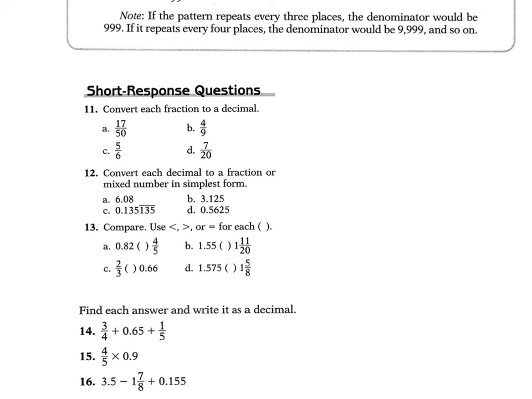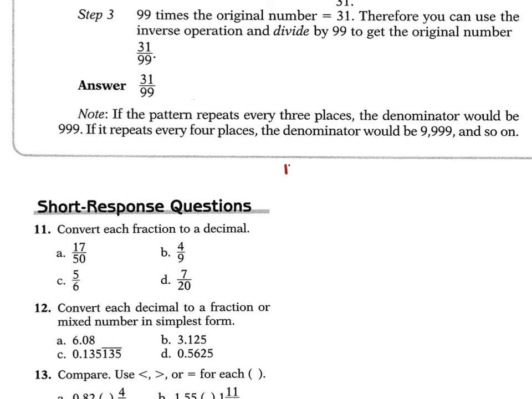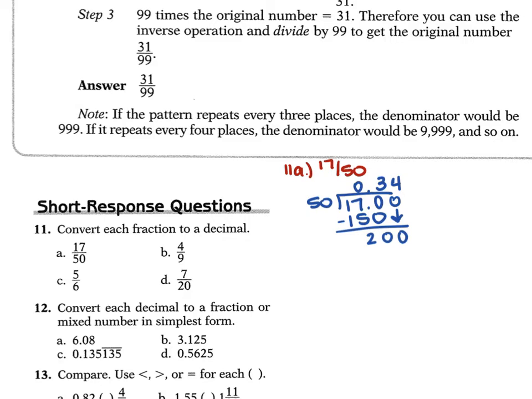So for A, we have 17 over 50. So we're going to do 17 divided by 50. The 50 is going to go on the outside. The 17 goes on the inside. 50 does not go into 17, so we're going to automatically put the decimal with the additional 0. So 50 goes into 170 3 times, with 3 times 5 is 15 with the 0. Subtract these, we are left with 20. I'm going to add a 0, bring it down. 50 goes into 200 4 times, so that's 0.34.